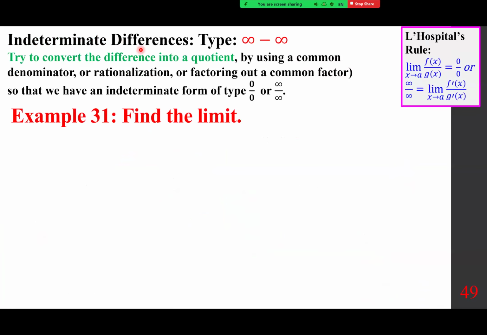Indeterminate differences, type of infinity minus infinity. Try to convert the difference into a quotient by using a common denominator or rationalization or factoring out the common factor. So what we have is an indeterminate form of 0 over 0, infinity over infinity, if possible. Okay, that's what you try to do if that is possible, everybody. If it's not, then it's not.